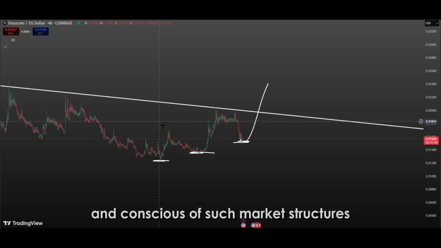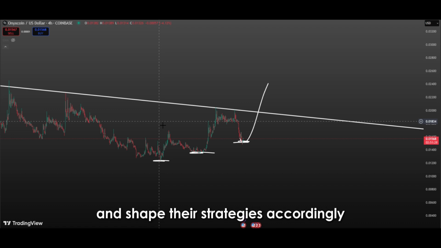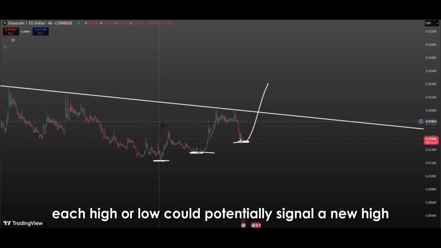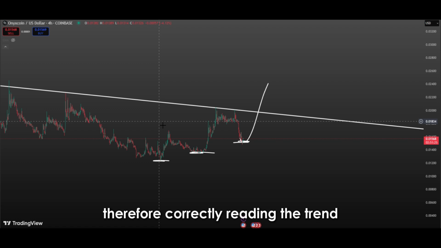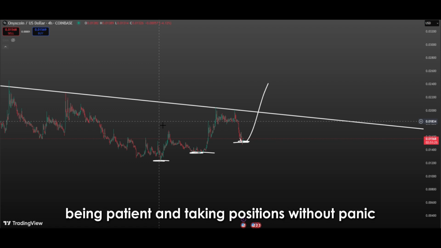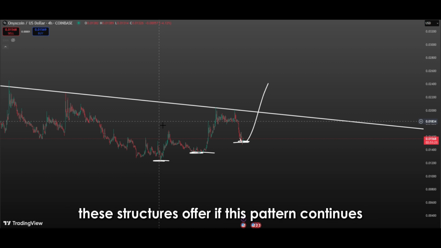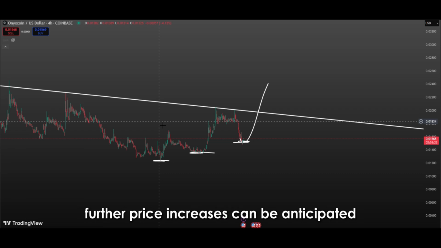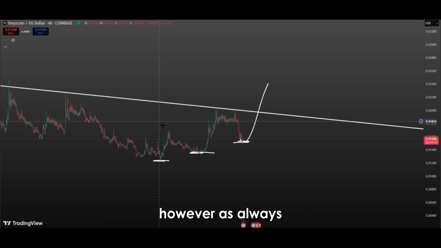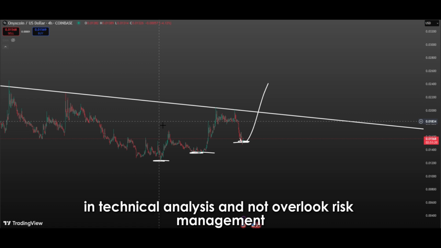Investors should be careful and conscious of such market structures and shape their strategies accordingly. Each higher low could potentially signal a new high. Therefore, correctly reading the trend, being patient, and taking positions without panic allows investors to benefit from the advantages these structures offer. If this pattern continues, further price increases can be anticipated. However, as always, it's essential to seek confirmation in technical analysis and not overlook risk management.